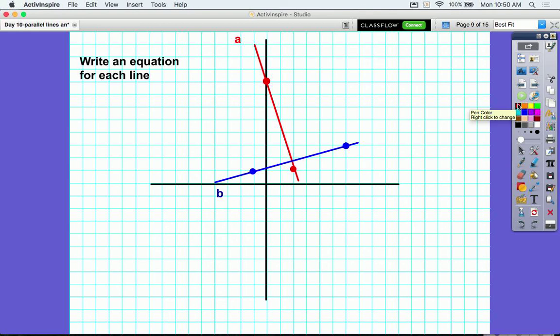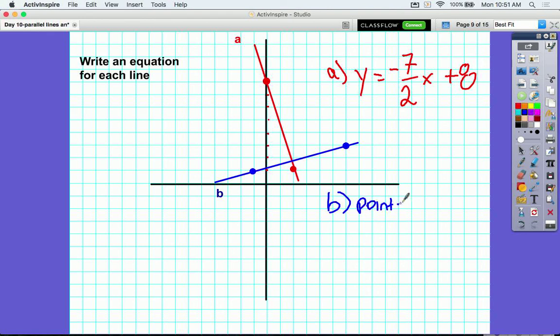A is going to be an easy one to write because I see an easy to read y-intercept. The slope of A is 1, 2, 3, 4, 5, 6, 7, down 7 over 2. So y equals negative 7 halves x, and I've got a y-intercept up there at 8. Y equals negative 7 halves x plus 8. Notice that on B, I don't have an easy to read y-intercept, so I'm going to have to use point slope to get into slope intercept. So we're going to need to do some transforming.